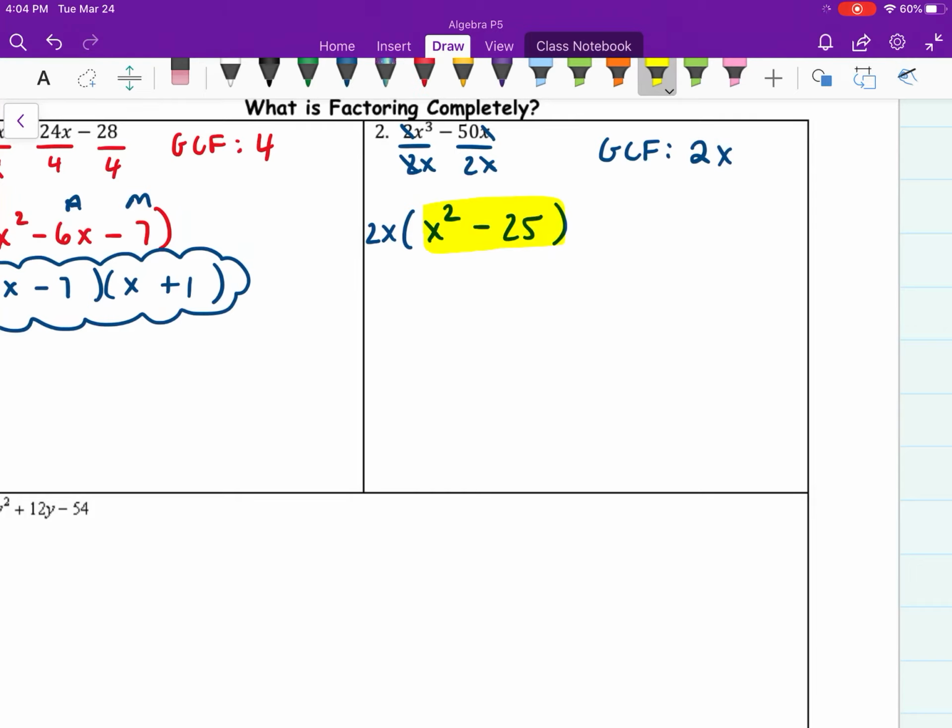Now, can I factor x squared minus 25 again? If you said yes, you're correct. This would be, well, it wouldn't be the AM method. That's the difference of two perfect squares. It's the dots method.